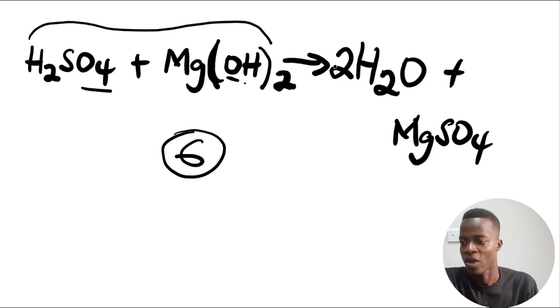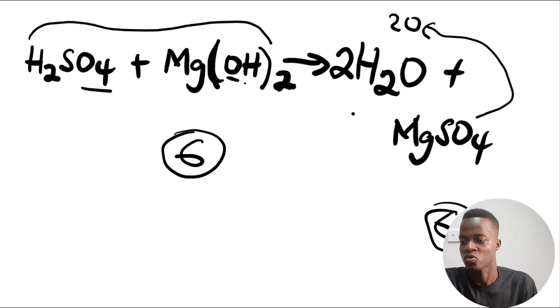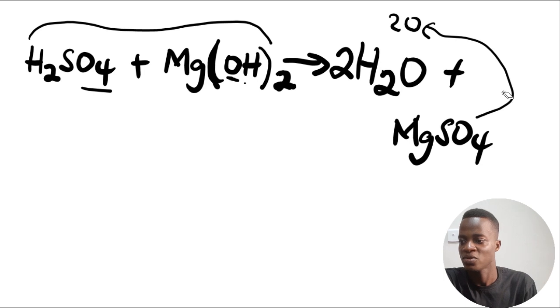So we are going to have 2 oxygen from water and then 4 oxygen from the MgA. So there is 4 here, and over here there are 2. So at the end of the day, we have 6 oxygen after the arrow as well. So oxygen is also balanced. 6, 6.